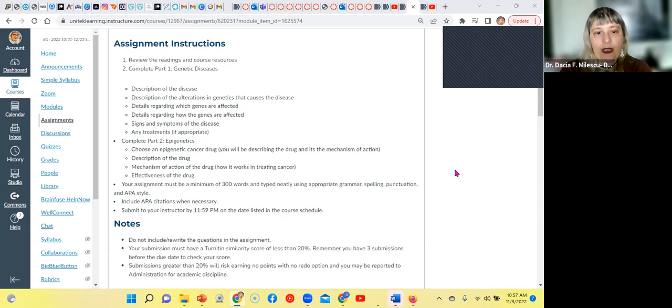Details regarding how these genes are affected, details of signs and symptoms of the disease. So not only which gene is it, but how the genes are affected. Is there an inversion? Is there a deletion? Is there some kind of absence of a sequence, etc.? That's what deletion means. Signs and symptoms means what are the signs that you have the disease, and then the objective symptoms that are the findings.